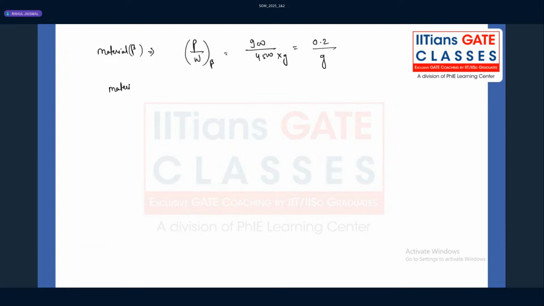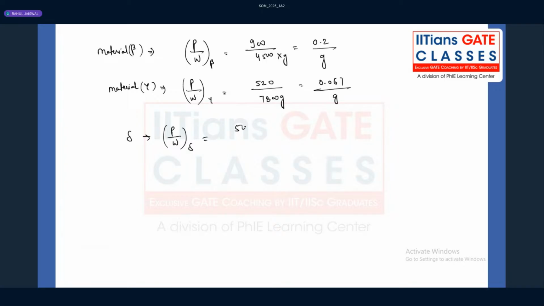For material gamma, what is P by W for gamma? Yield strength, they have given as 520, and density they have given as 7800 into g. If you try to calculate, it is 520 by 7800. So it is 0.067 by g. And for material delta, P by W for delta is what?